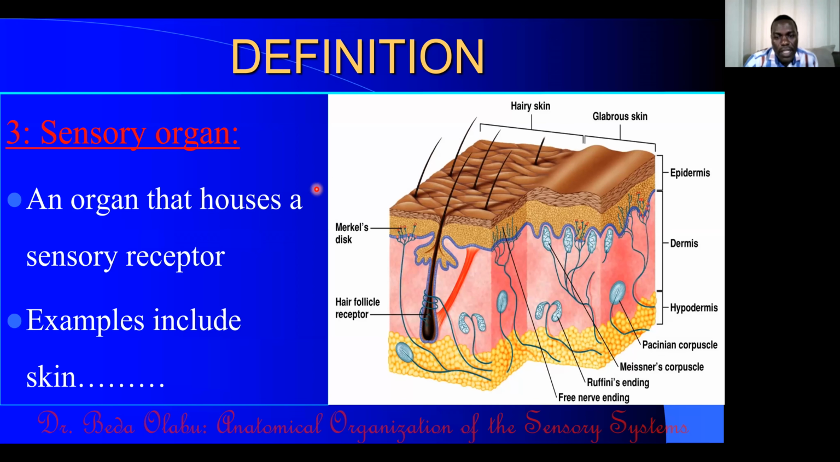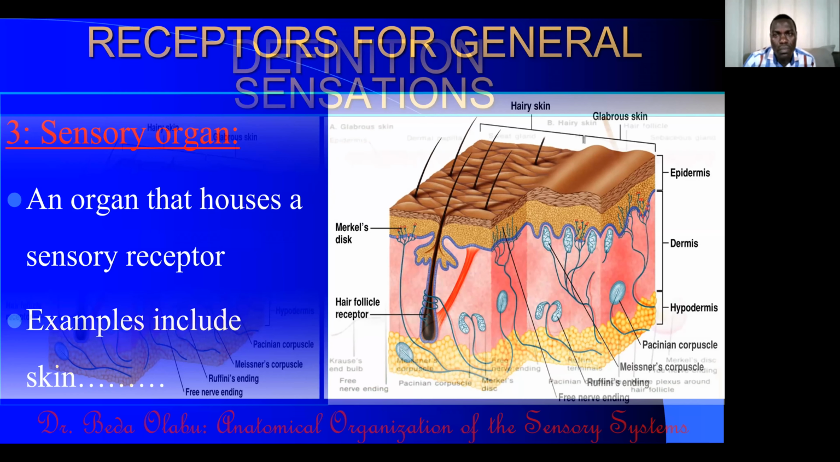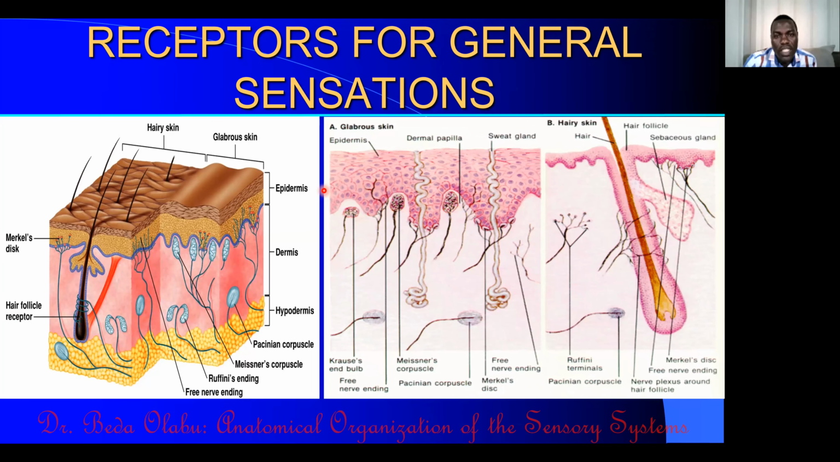So that summarizes the things I wanted us to define. We've defined sensation, we've defined sensory receptor, and we've defined sensory organ. Now let's talk about receptors of general sensation. So we have receptors of general sensations. There are many receptors of general sensation.